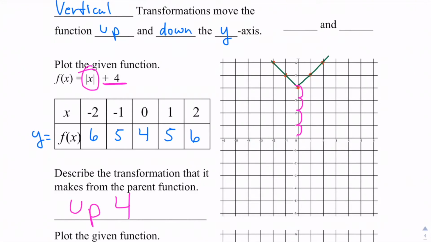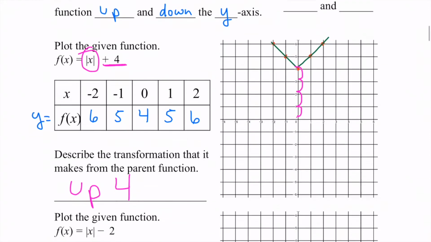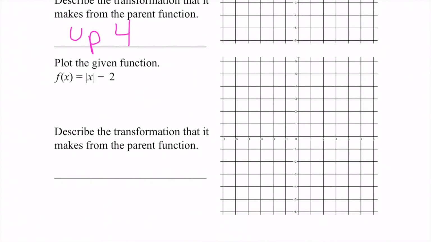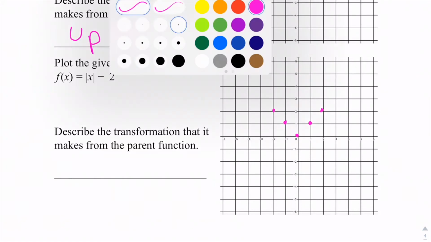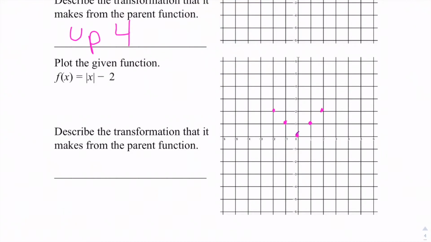Coming down here to the next problem, to plot this function, we can say, all right, well, I know what the parent function was. The parent function starts at 0, 0, 1, 1, 2, 2, negative 1, 1, negative 2, 2, and then I can draw my parent function here. Kind of looks like that.